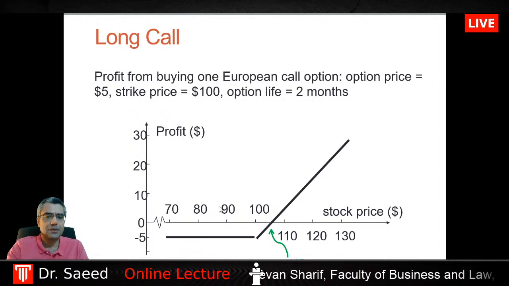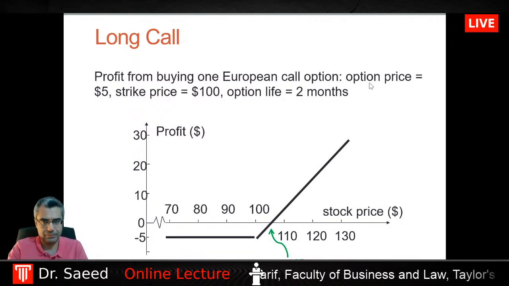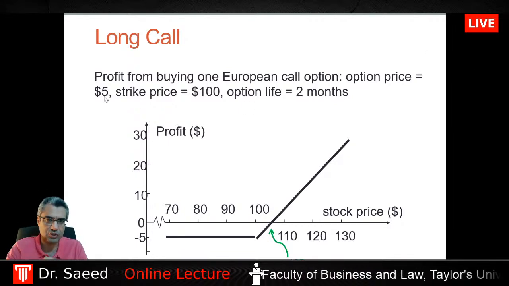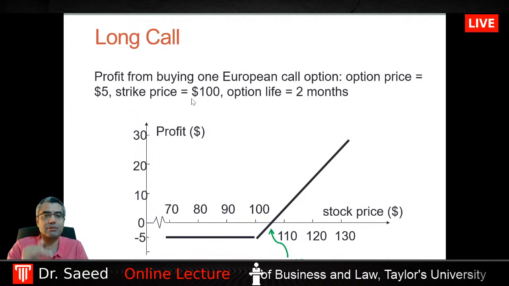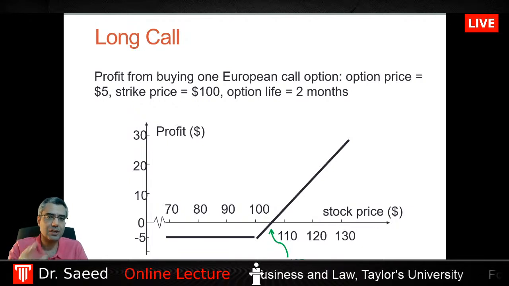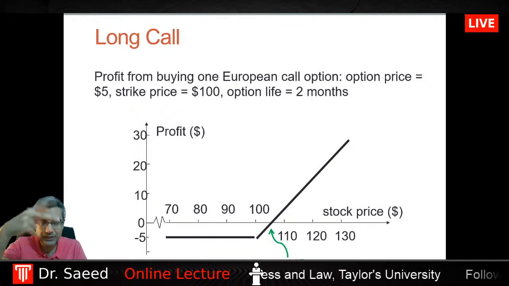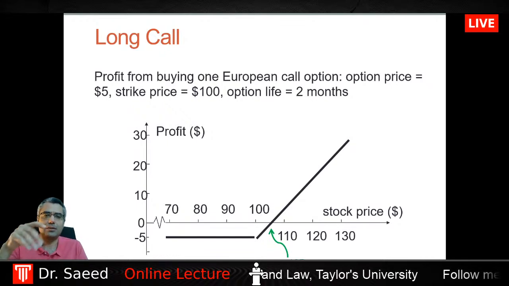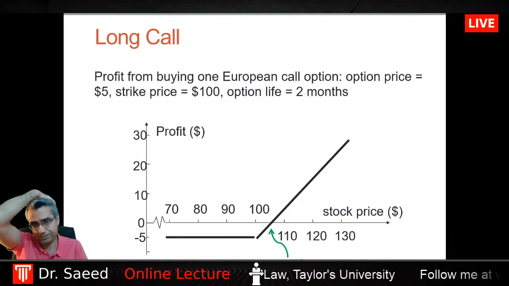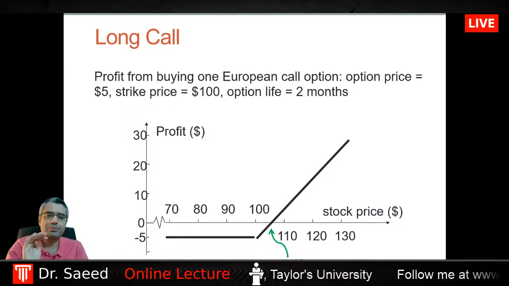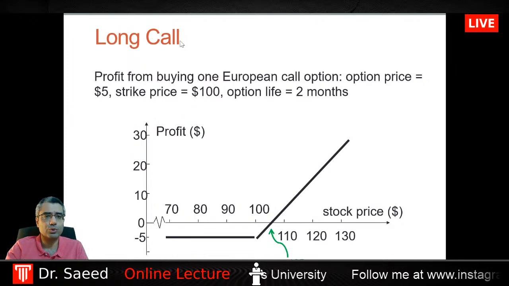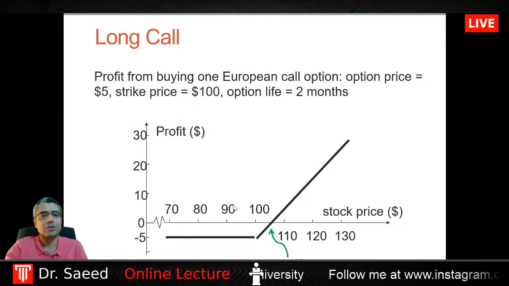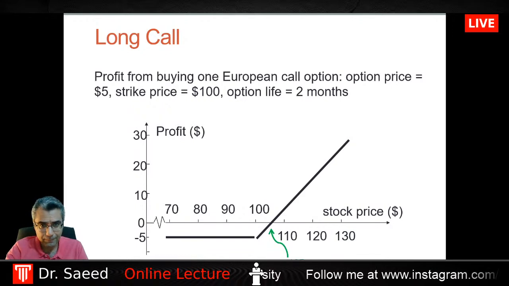then, based on this contract, first of all, option price is a premium. So you pay $5 to buy this contract. Now, strike price means you can exercise the contract at $100, means you can buy the underlying asset at $100 during the next 2 months. But this is European, means at the end of 2 months. So, if the price of the underlying asset in the market is $90, the contract allows you, because it's a buy call, to buy the underlying asset at $100.